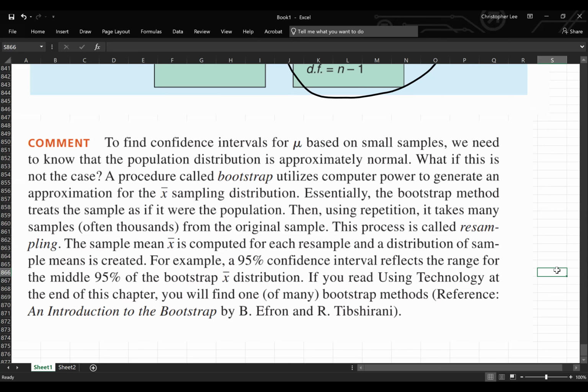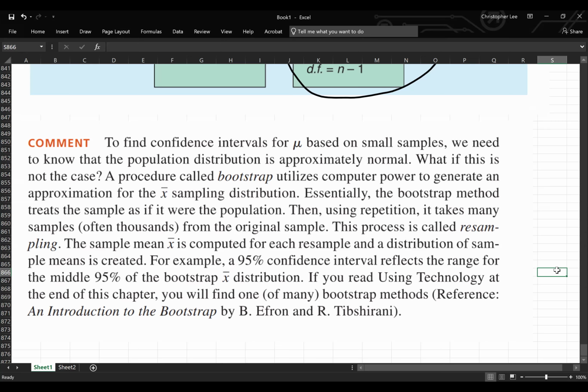Then, using repetition, it takes many samples, often thousands, from the original sample. This process is called resampling. The sample mean X bar is computed for each resample and a distribution of sample means is created. For example, a 95% confidence interval reflects the range for the middle 95% of the bootstrap X bar distribution.